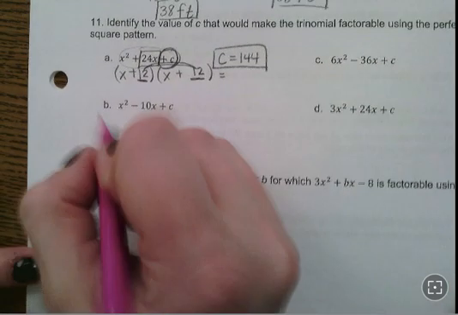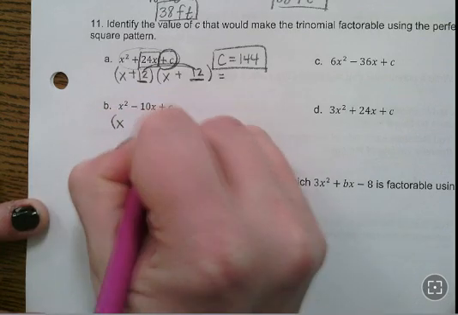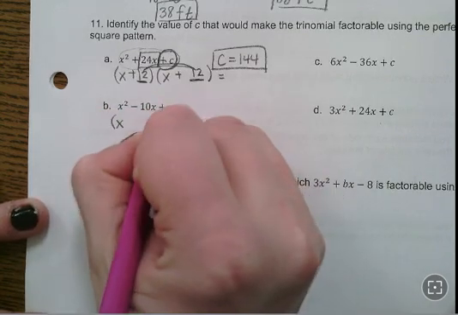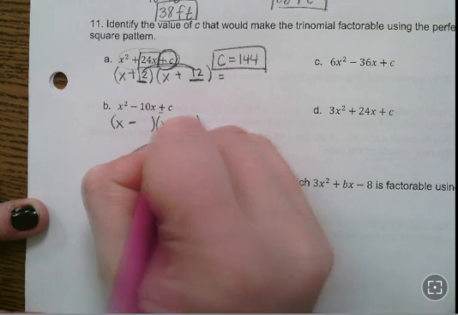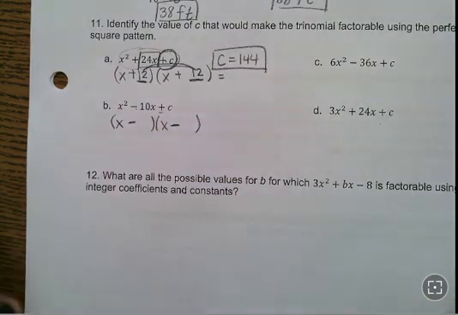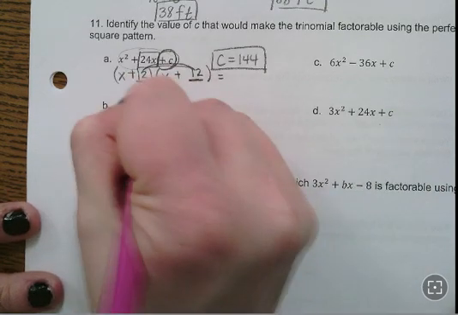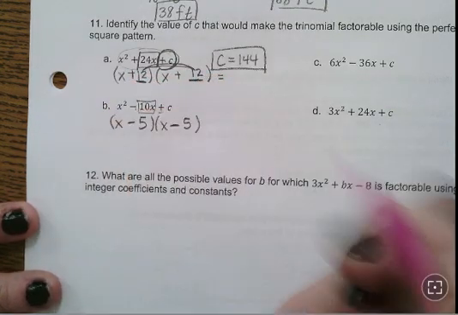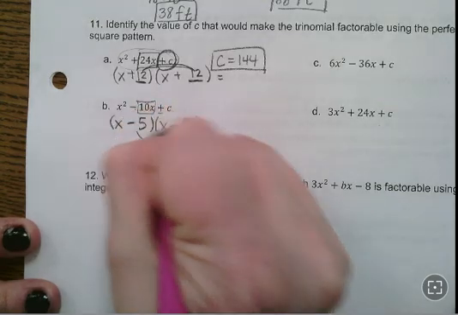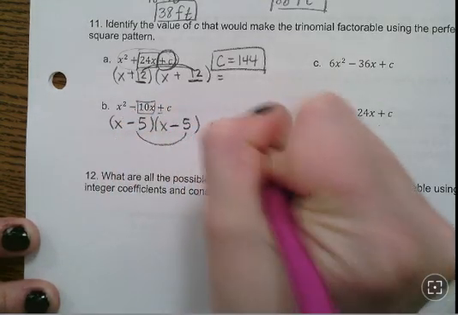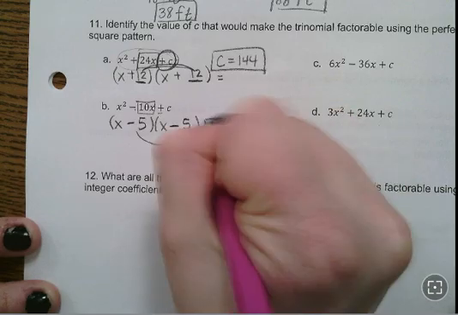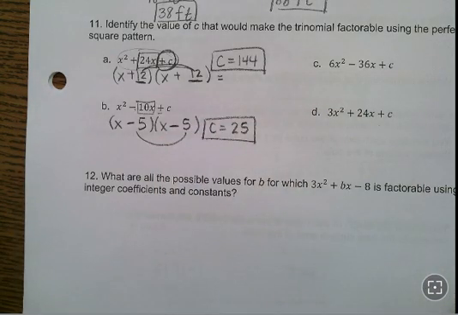Okay. B is very similar, but this time we've got a subtraction sign. So you know that you've got to have x and x. You know that since this is positive, both of the signs have to be the same, and because this is negative, they have to be negative, excuse me. And so the number that you could add to itself to get to 10 this time would be 5 and 5. So that means that that C value has to be a positive 25. And that's where we wait.